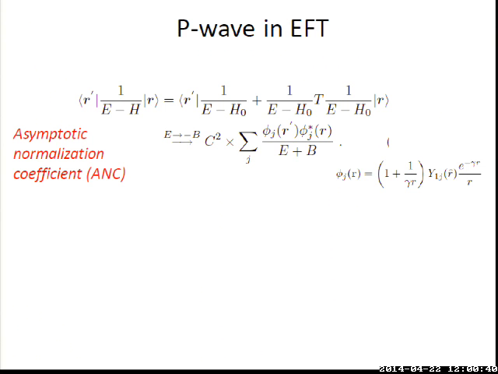That's why this ab initio plus EFT idea comes from. So we will use this asymptotic normalizing coefficient. This has also been mentioned many times, but I will try to explain a little bit more in detail.